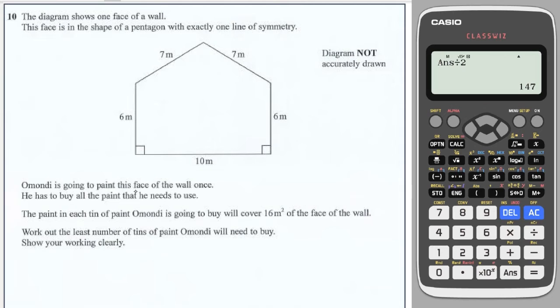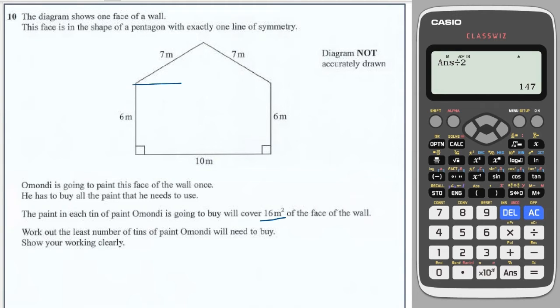Okay, he's going to paint the face of this wall once. He needs to buy all the paint. He has to buy all the paint that he's going to use. The paint in each tin will cover 16 meters squared of the face of the wall. Work out the least number of tins that he needs.